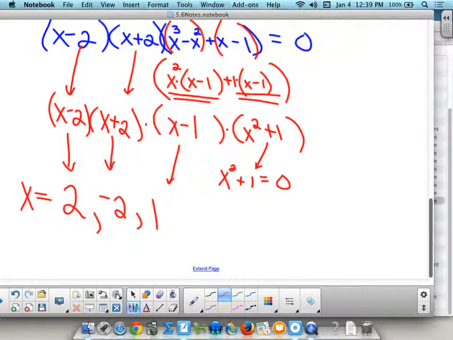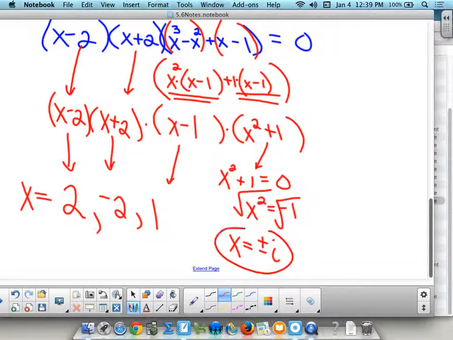Why can I get away with square roots? Because there's no x term. So I would just set it equal to 0, move it over, take the square root, and what is the answer? Plus or minus i. How many answers do I have? 1, 2, 3, plus or minus 4, 5. Right?